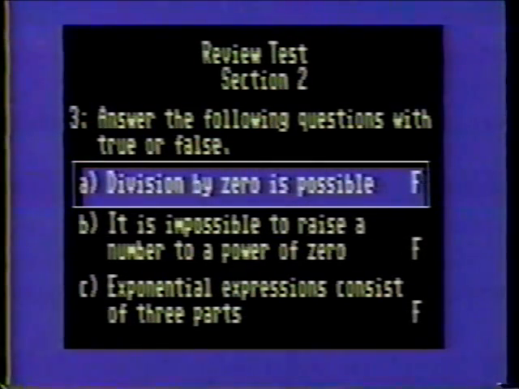Number 3. Answer the following questions with a true or false. 3A. Division by 0 is possible. That's false. It is impossible to divide any number including 0 by 0.